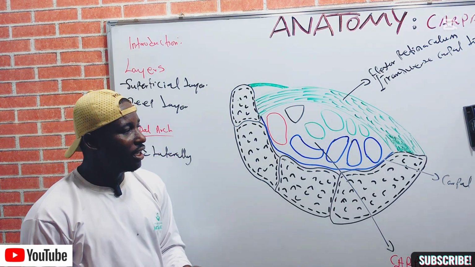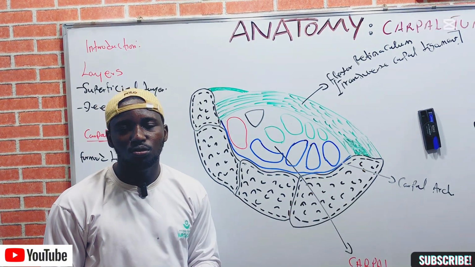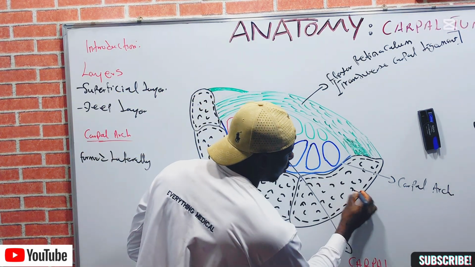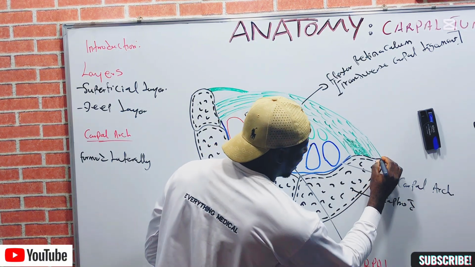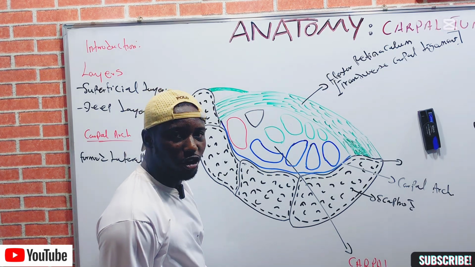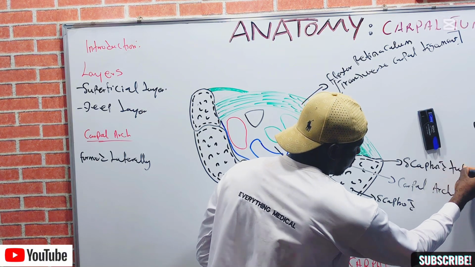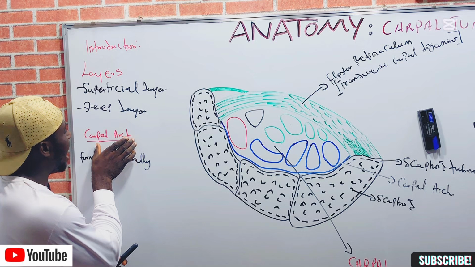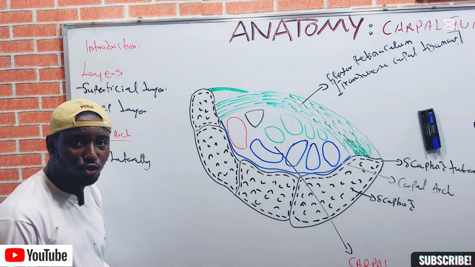the scaphoid and the trapezium tubercle. Because this is the scaphoid bone, while here is the scaphoid tubercle. So the carpal arch is formed laterally by the scaphoid and the trapezium tubercle.